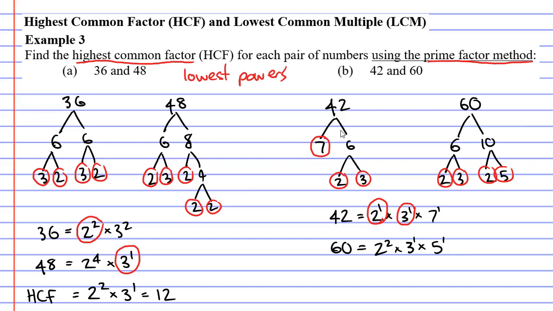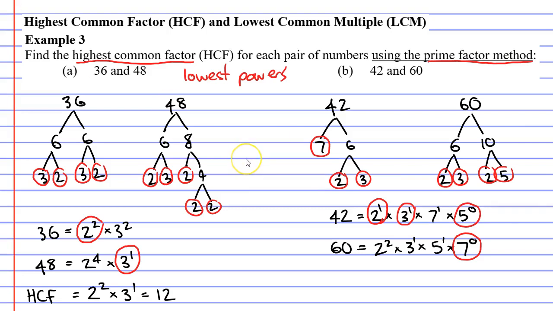Now we've hit a little bit of a snag here because the 42 has a 7 and the 60 does not. So what I'm going to do is write down below next to the 60 times 7, and I'm going to put it to the power of 0, meaning that it has 0 7's in it. And for the 42, I'm going to multiply it by 5 to the power of 0 because 42 has 0 factors of 5. So now when I circle them, I've got to pick between 7 to the power of 1 and 7 to the power of 0. So obviously I'm going to pick the one with the lowest power. With the 5's, I'm going to pick 5 to the power of 0.